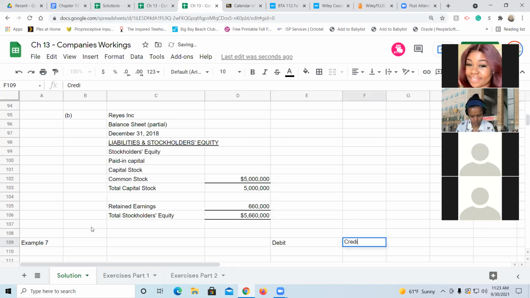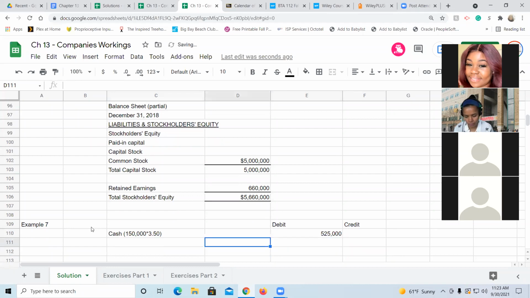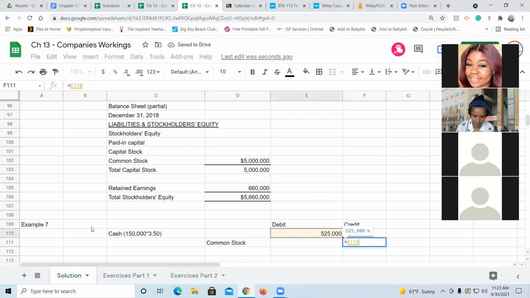Okay, yes. So we're going to have cash, 150,000 times $3.50. So cash is the number of shares times the issue price. And that comes up to? 525,000 debit. And then there is common stock. Since there's no par value, the common stock will be credited 525,000. Yes, and that's the journal entry.